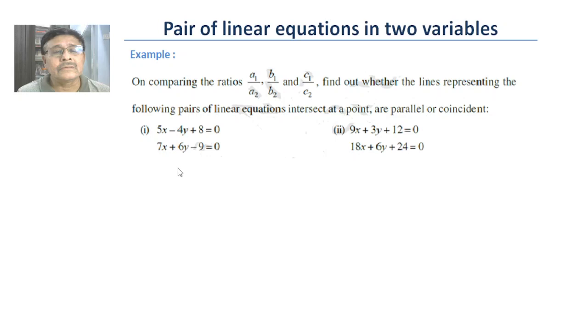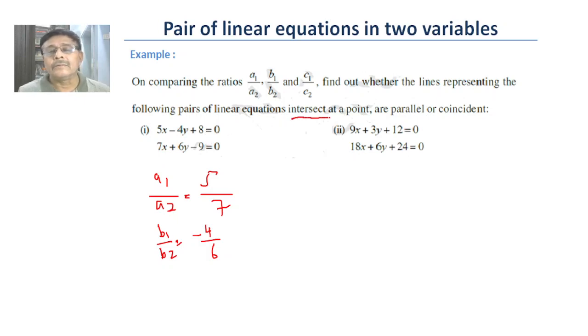Now let us check the first pair. Now here a1 upon a2 will be equal to 5 upon 7, and b1 upon b2 is minus 4 upon 6. So here we see that a1 upon a2 is not equal to b1 upon b2. Therefore, these two lines intersect at a point. So they have a unique solution.